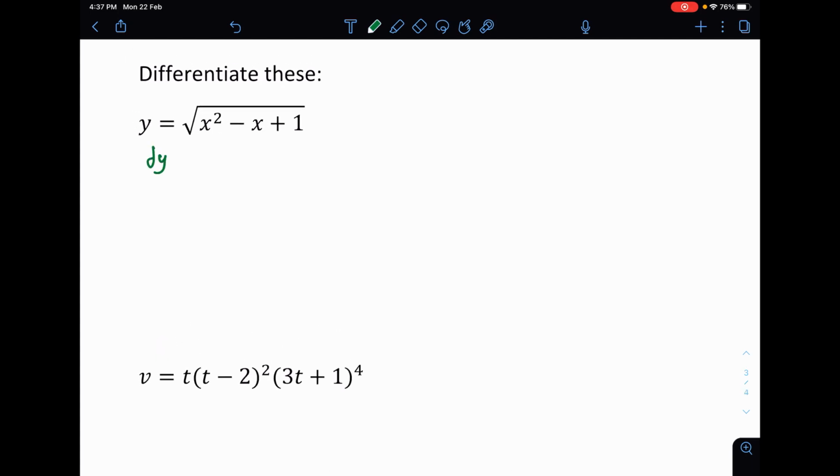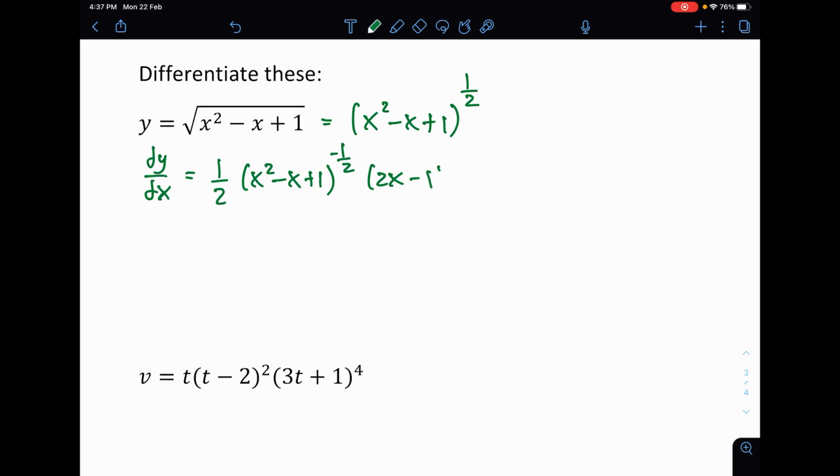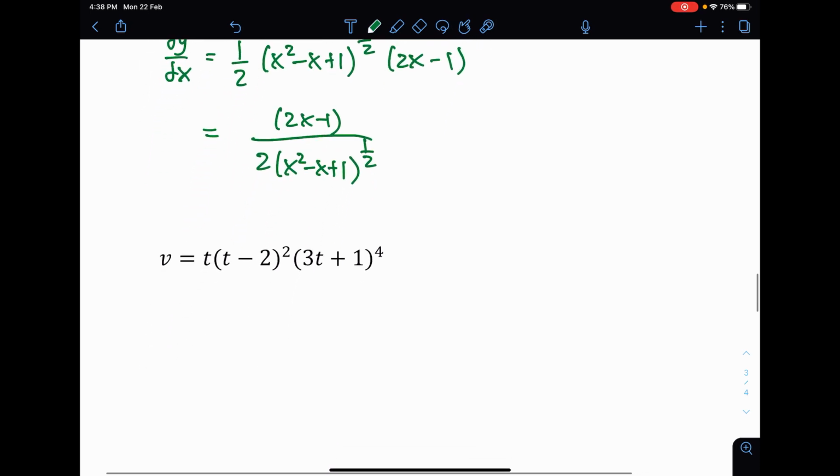Differentiate y, so I get dy/dx. But before that, remember, I need to put everything into index form. So I like to put this as bracket power half. Hence the differentiation, take the half down, (x² - x + 1)^(-1/2), multiplied by (2x - 1). So (2x - 1) on the numerator. Denominator you have 2, and then (x² - x + 1) power of half. You can put it in the square root also, because power of half.